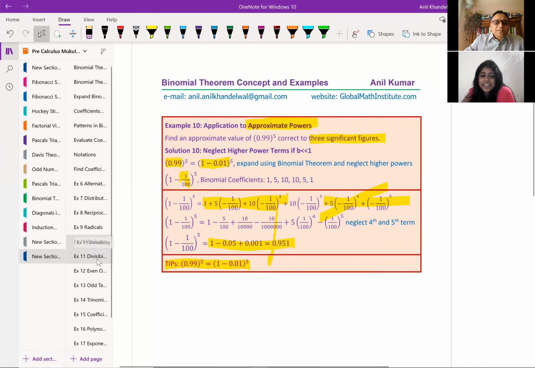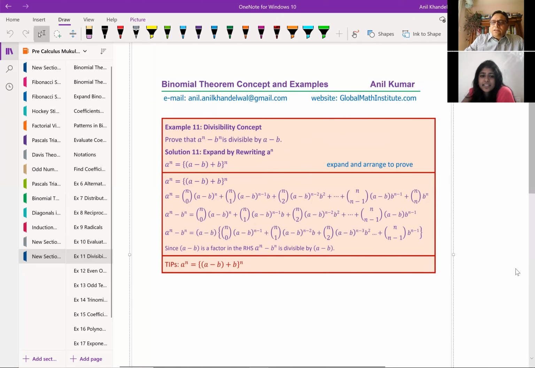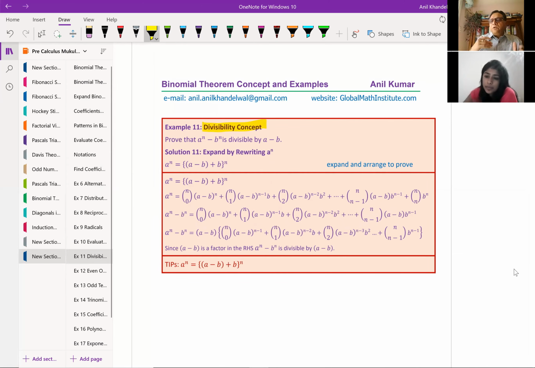Example 11. Now here again, we are splitting and see how beautifully we are doing. This is again a very good question. We will teach you how we can figure out divisibility in polynomials. And you can also find many of my videos on divisibility by numbers. I haven't taken one example here in this particular section, but you could always check that. Prove that a to the power of n minus b to the power of n is divisible by a minus b.